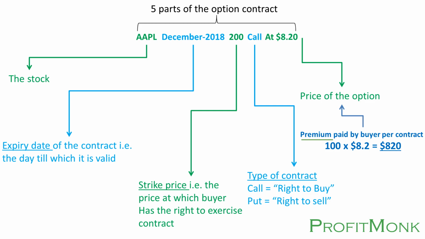The one thing to keep in mind is that every single contract is a contract for trading of 100 stocks, 100 securities. It is not for one stock. So if the price or the premium per stock is $8.20 in this scenario, the premium paid for one contract by the buyer of this option to the seller of this option is going to be $820. So that's the money that the buyer is paying out, that the seller is getting for one option contract.